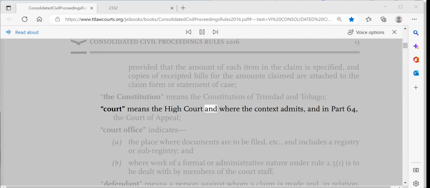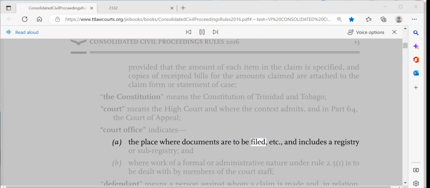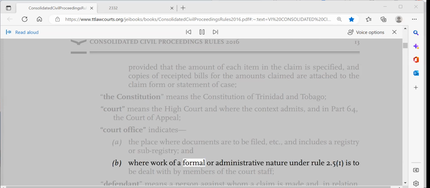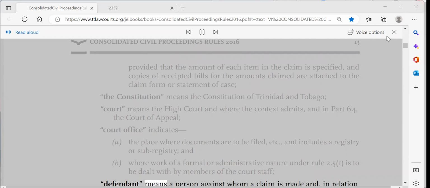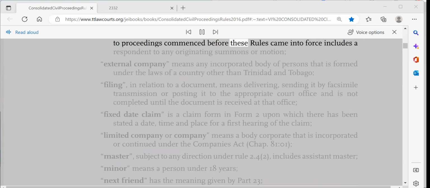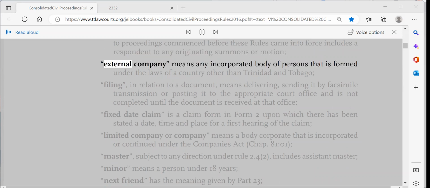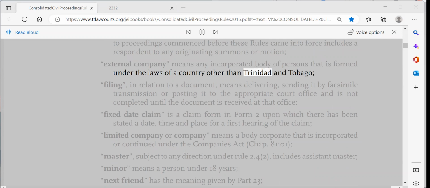Court means the High Court and where the context admits, and in Part 64, the Court of Appeal. Court office indicates a. the place where documents are to be filed, etc., and includes a registry or sub-registry, and b. where work of a formal or administrative nature under Rule 2.5.1 is to be dealt with by members of the court staff. Defendant means a person against whom a claim is made and, in relation to proceedings commenced before these rules came into force, includes a respondent to any originating summons or motion. External company means any incorporated body of persons that is formed under the laws of a country other than Trinidad and Tobago.